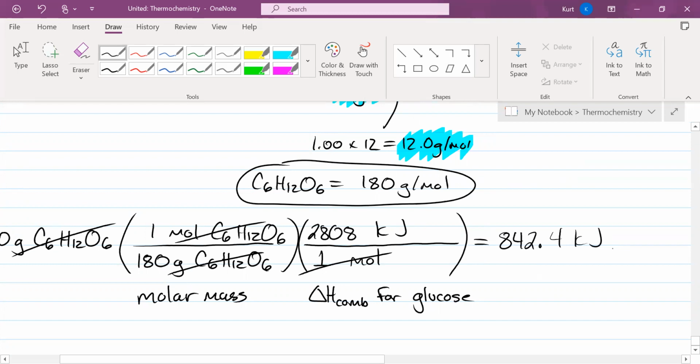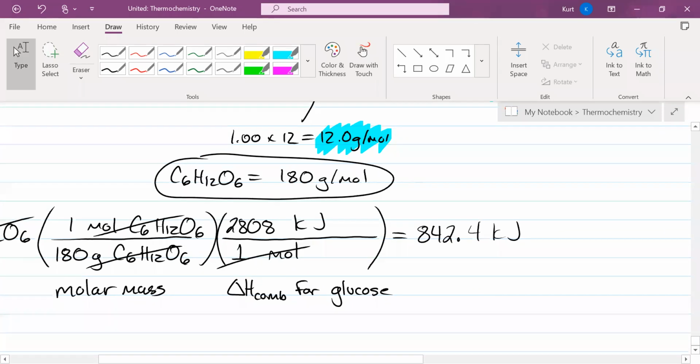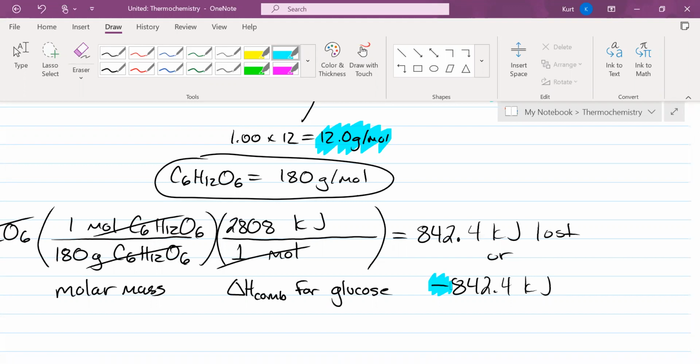Now, is that going to be gained or lost? So here's what you can do. You can say 842.4 kilojoules lost, or you can just say negative 842.4 kilojoules. And that negative right there indicates what? It was lost, right? So there's multiple ways to say it. Like if I lost $20, no one says, I lost negative $20. We don't say that. But if I look at my bank account, it's going to say negative $20. And that negative indicates it's gone. So you can say it either way. You can say change in enthalpy of combustion equals negative 842.4 kilojoules.